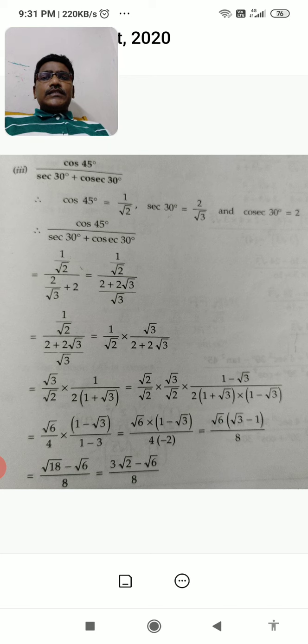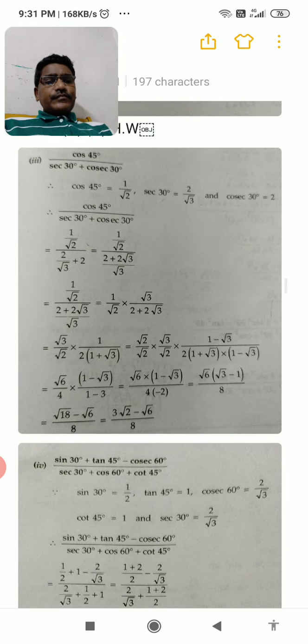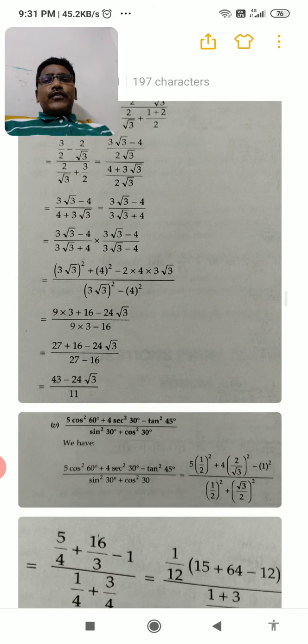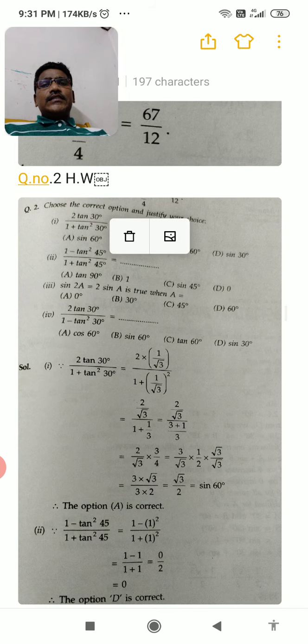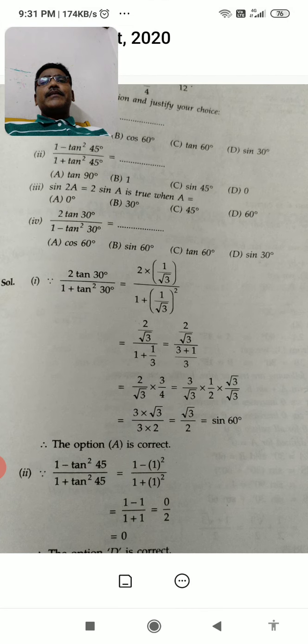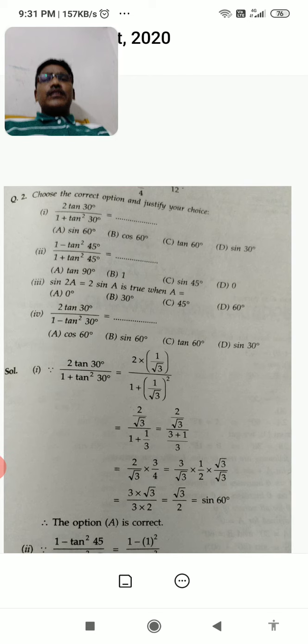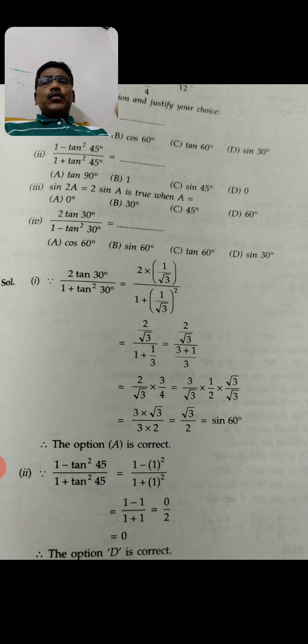Okay. So this is a very good question and you get a lot of information from this question. And question number 2, if you are observing here, true or false may come in the exam, you can ask me. But it may not come, MCQs are coming here. See the MCQs: first question, 2 tan 30 upon 1 plus tan square 30.